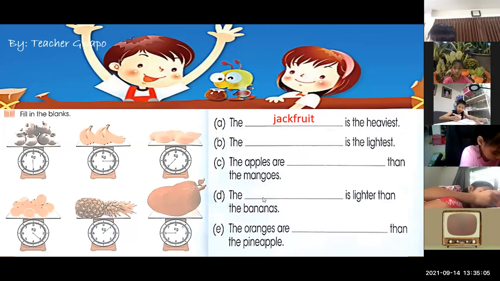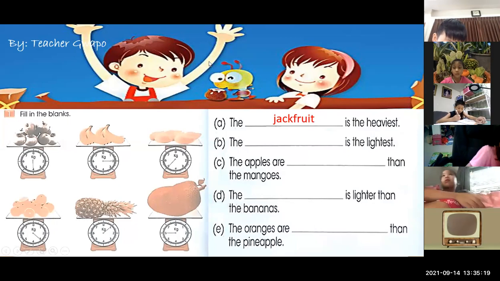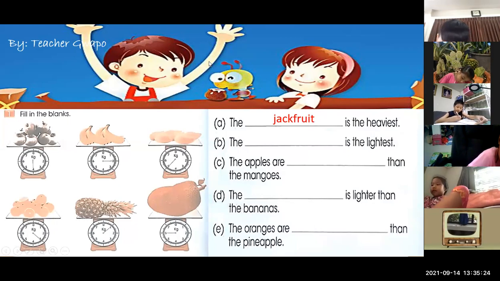And what is the lightest? What is the lightest fruit? The lightest is pineapple. Pineapple is the lightest fruit.